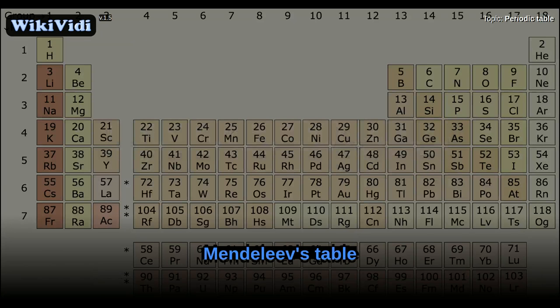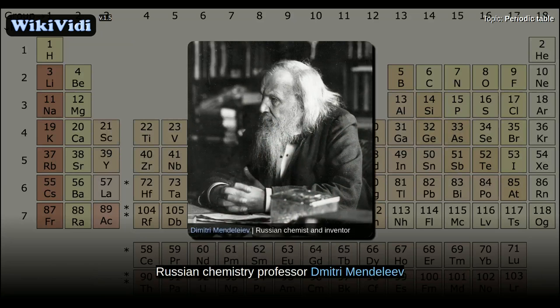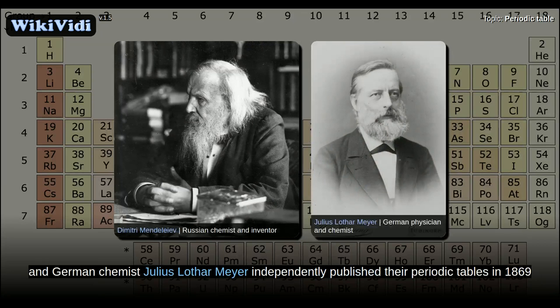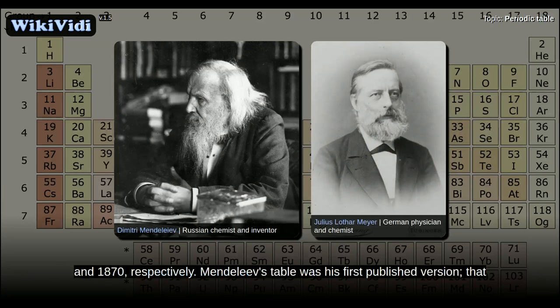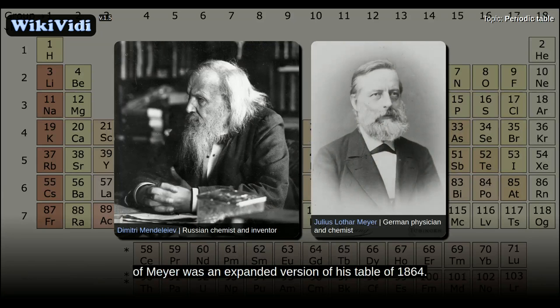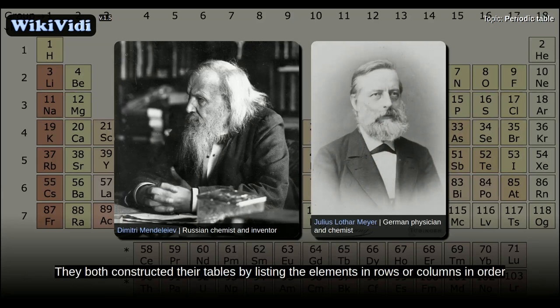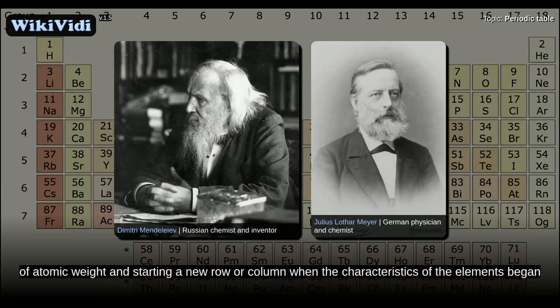Mendeleev's table. Russian chemistry professor Dmitri Mendeleev and German chemist Julius Lothar Meyer independently published their periodic tables in 1869 and 1870, respectively. Mendeleev's table was his first published version. That of Meyer was an expanded version of his table of 1864. They both constructed their tables by listing the elements in rows or columns in order of atomic weight, and starting a new row or column when the characteristics of the elements began to repeat.